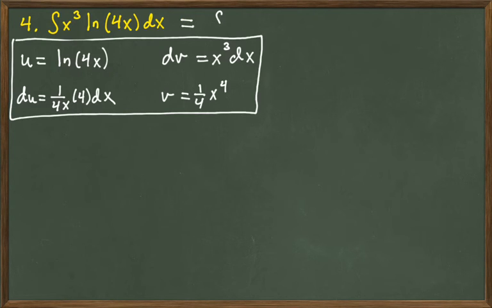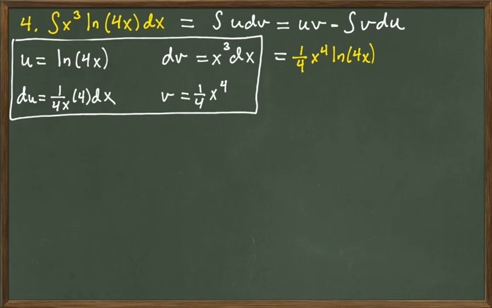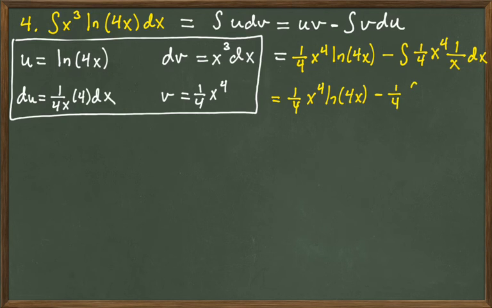Okay, so this can be rewritten as the integral of u dv, which is equal to uv minus the integral of v du. uv is going to be natural log of 4x times 1/4 x to the 4th. So let's go ahead and put the v first. So 1/4 x to the 4th, natural log of 4x minus the integral of v, 1/4 x to the 4th, du, 1 over x dx. That's going to be 1/4 x to the 4th natural log of 4x minus 1/4 integral of x cubed dx.